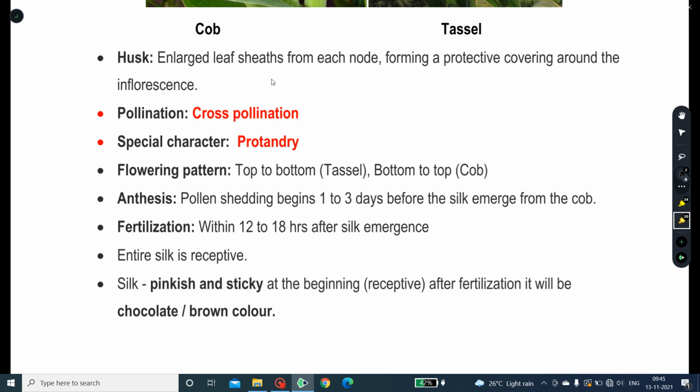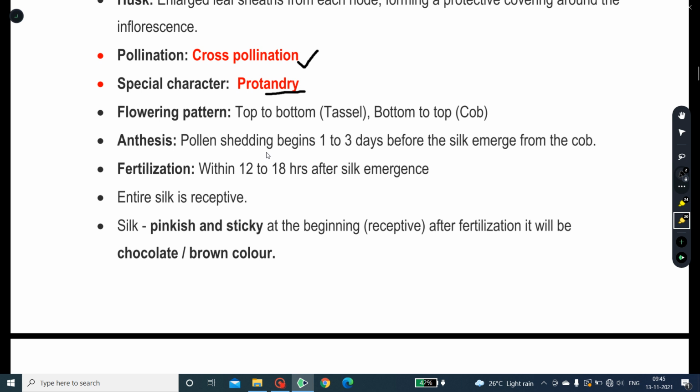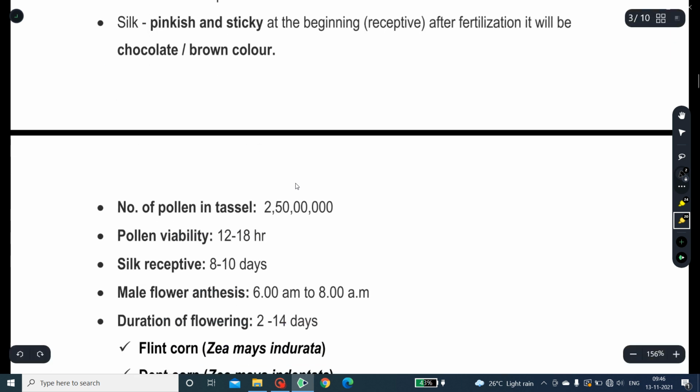The pollination behavior here is cross-pollination, and particularly the androecium matures first, which favors the cross-pollination mechanism. Protandry is nothing but the androecium maturing first, and the flowering pattern is top to bottom in case of tassel and bottom to top in case of cob. Anthesis takes place, that is, pollen shedding begins 1 to 3 days before the silk emerges from the crop, and fertilization takes place within 12 to 18 hours after silk emergence. The entire silk is receptive, which is pinkish or sticky at the beginning, but after fertilization it will become chocolate or brown in color.